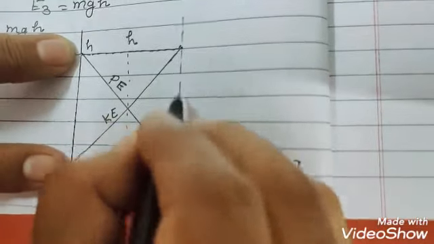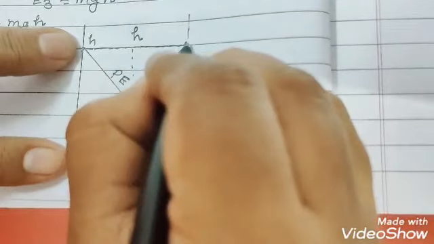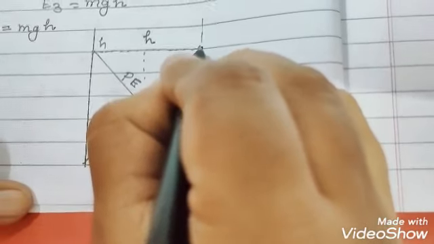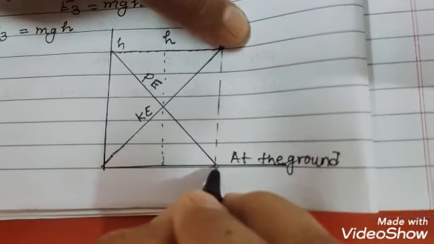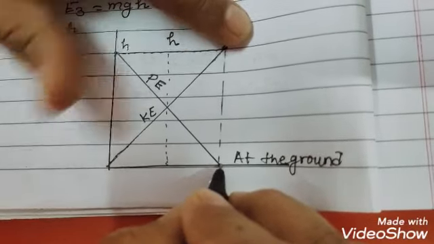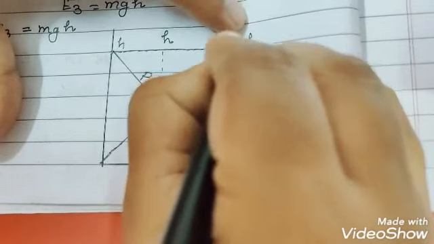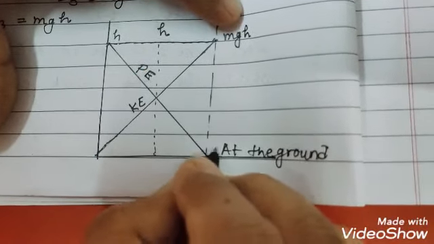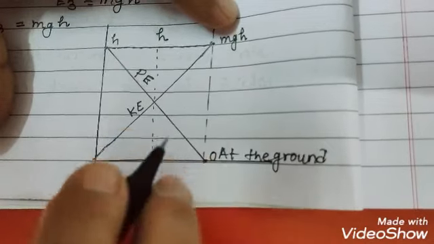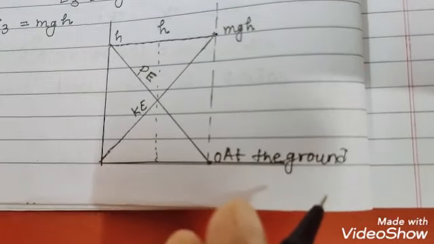At this point you will find the kinetic energy is maximum, that is mgh, and the potential energy is 0. So this is the mgh here and the potential energy is 0 here. So this way the graph you can obtain.